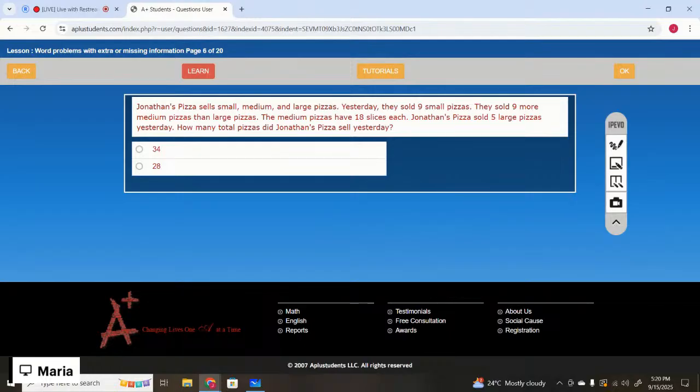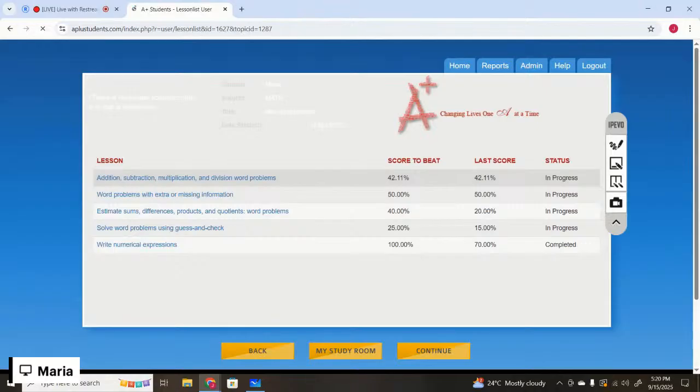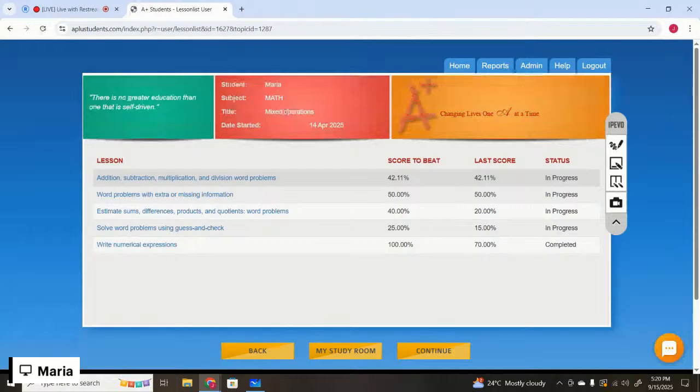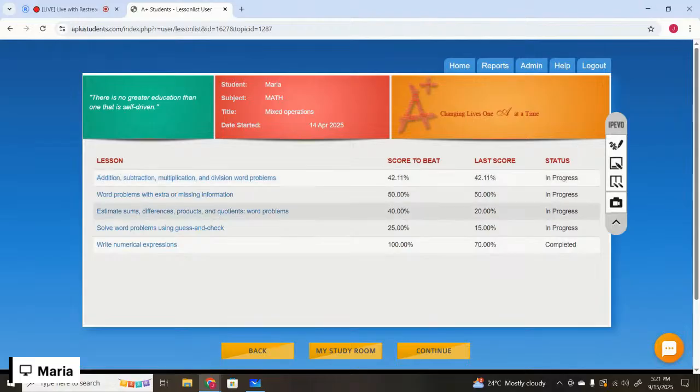Okay, you can complete the lesson by yourself later today. Let me just move on to the next lesson. Estimate sums, differences, products, and quotients word problems.